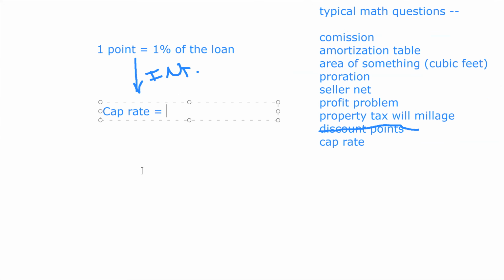Okay. This is something that's going to be used in the income approach to value, okay? So what is the income approach to value? That's something with our appraisals.